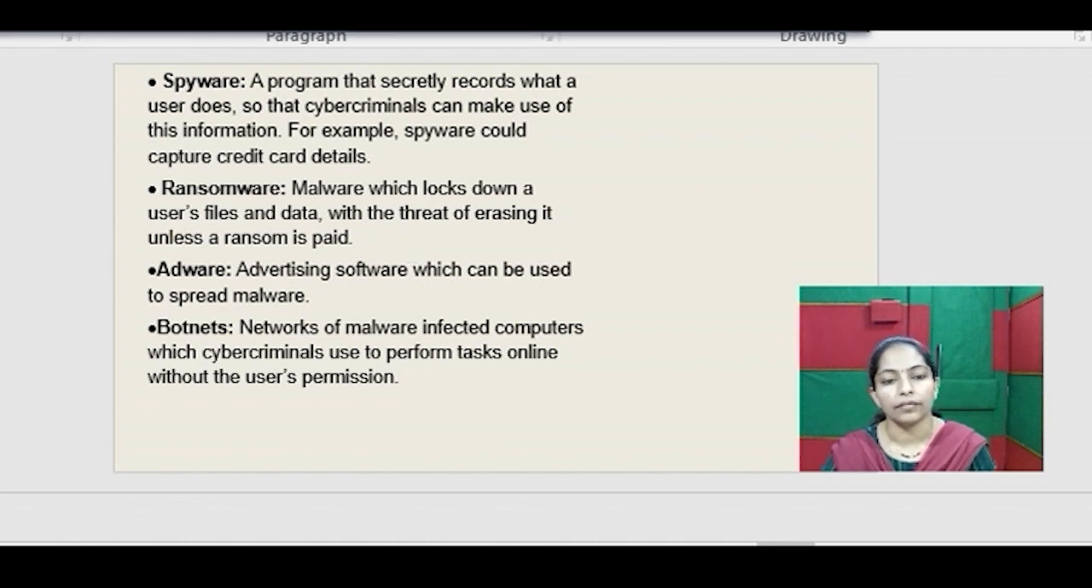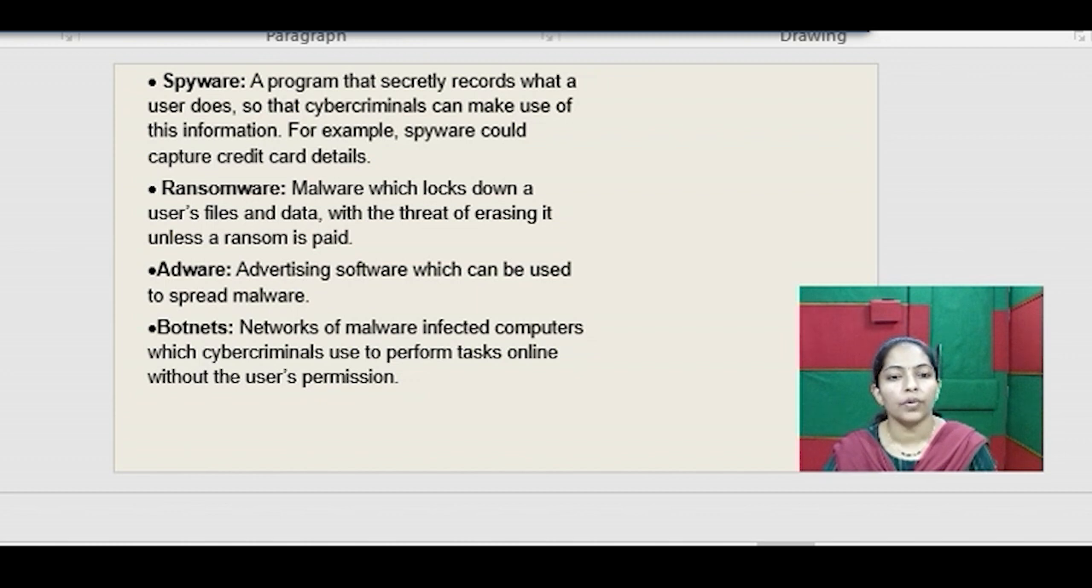Next type is adware. Adware means advertising software, which can be used to spread malware through online advertising. And the last one is botnets. These are networks of malware-infected computers which cyber criminals use to perform tasks online without the user's permission.